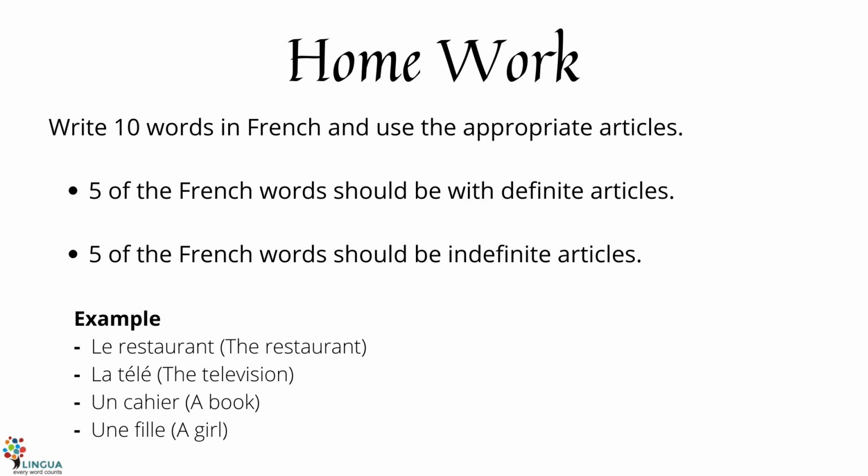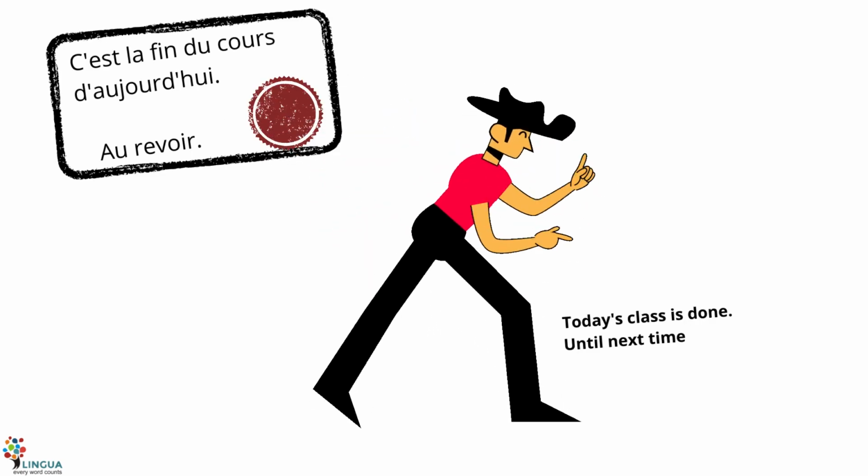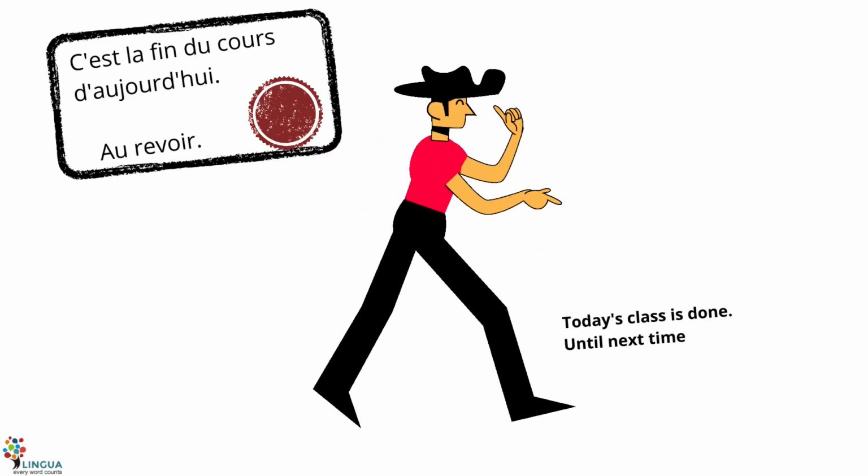All right. So just to help you with the pronunciation, the restaurant is pronounced as le restaurant. The television is pronounced as la télé. Sorry, la télé. And a book is pronounced as un cahier. A girl is une fille. All right. So, bravo. You've reached the end and definitely see you in the next class.